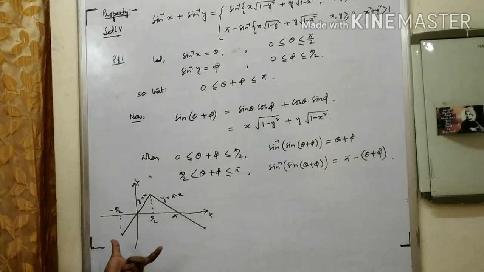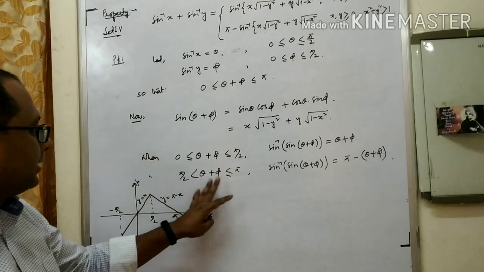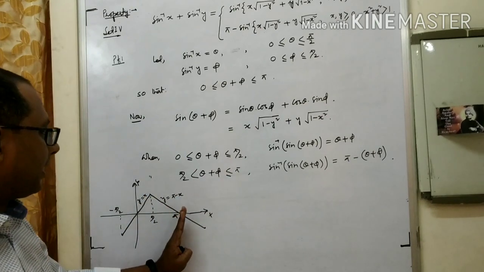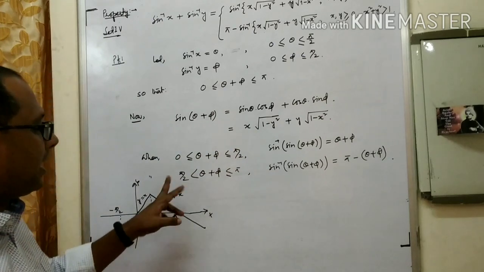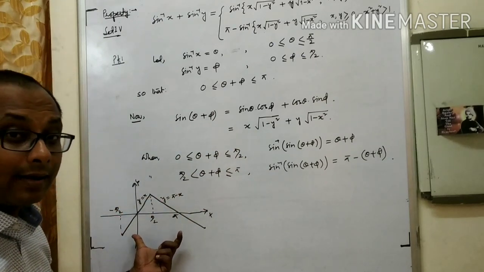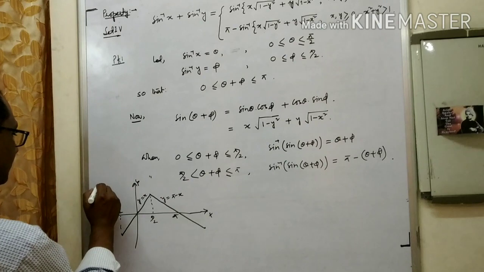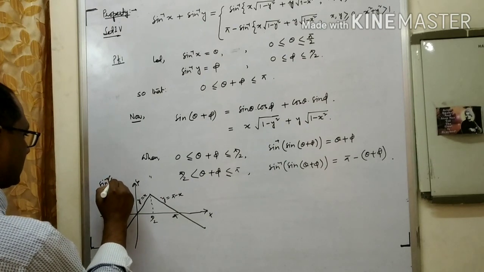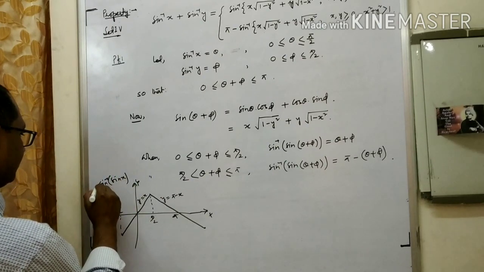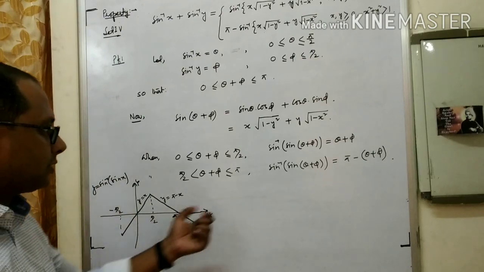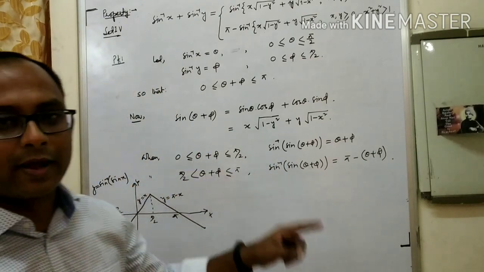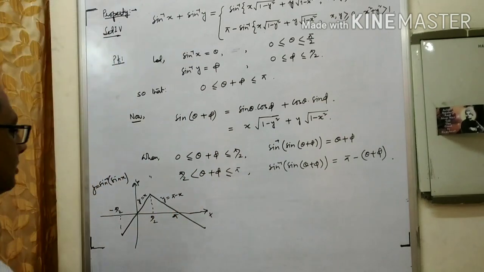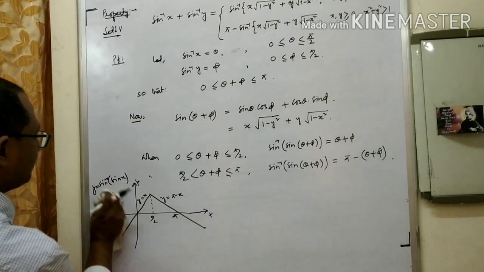This is how it works. When theta plus phi is between pi by 2 and pi, then sine inverse of sine of theta plus phi will give you pi minus x. This one I have drawn for x, the sine inverse of sine x graph. So when it is theta plus phi, the same thing will work, y equals pi minus theta plus phi. Okay, so we have used this.